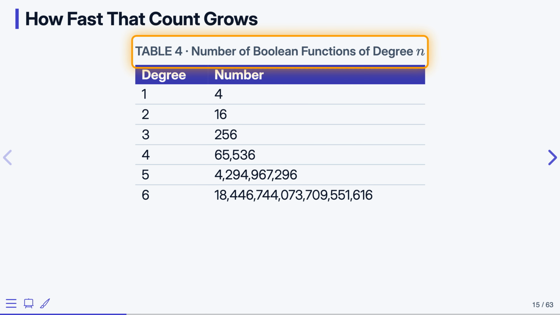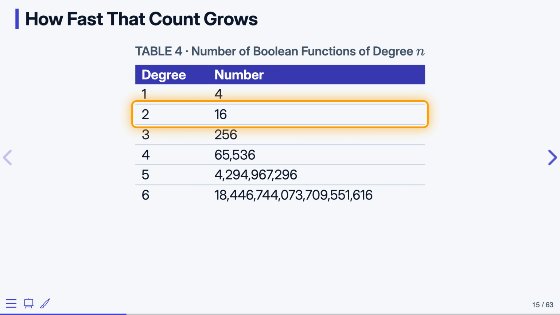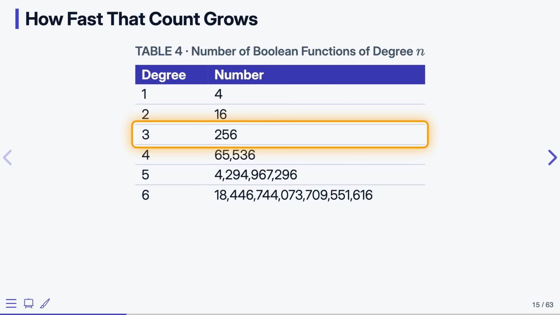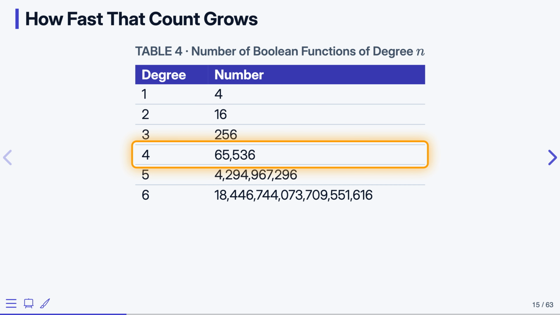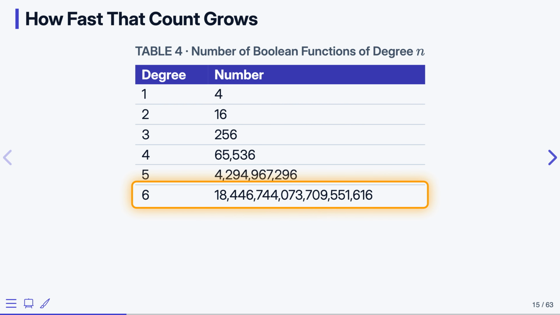2 raised to the power 2 to the n grows terribly fast. Let's see it in real numbers. Degree 1 gives 4 functions. Degree 2 gives 16. Degree 3 gives 256. Degree 4 gives 65,536. Degree 5 is already over 4 billion. And degree 6 has 20 digits. Each step up in degree squares the count, so we can never hope to list them all. We need formulas instead, and that is what the next section gives us.